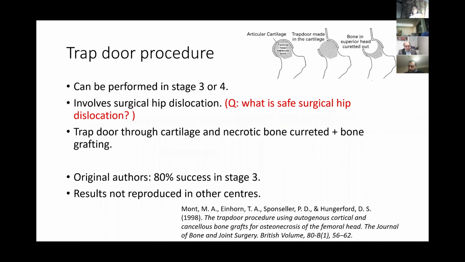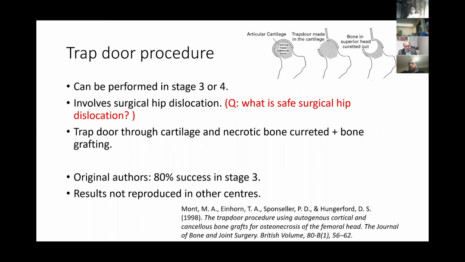Trapdoor procedure, again, has been described even in late stages, stage 3 or 4. It involves a surgical hip dislocation, opening a trapdoor in the cartilage, removing the necrotic bone, and putting bone graft in the necrotic area. And again, it quotes a success rate of 80% in stage 3, but these results are not reproduced in other centers.